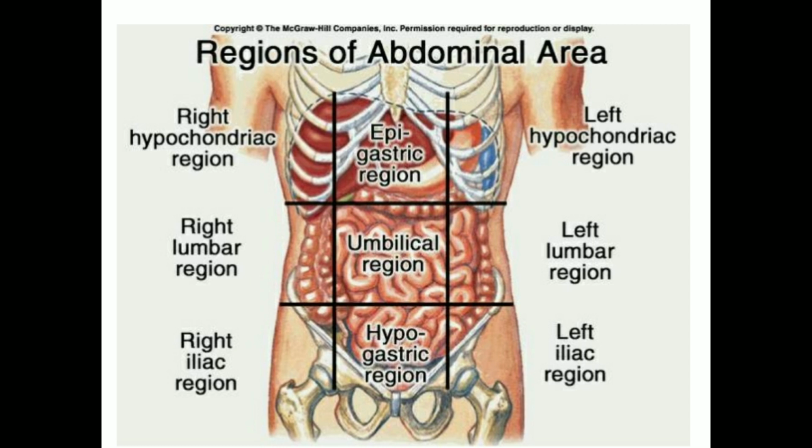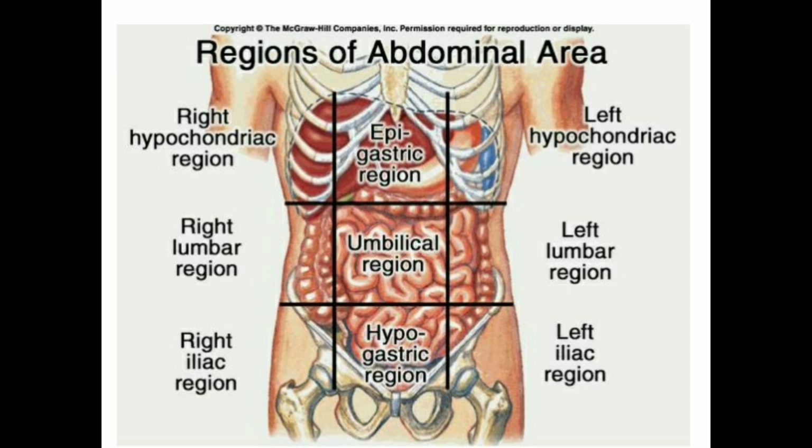Okay, so the 9 quadrants of the abdomen are right hypochondriac, left hypochondriac, right lumbar, left lumbar, right iliac and the left iliac region, and in the middle if you look, they are named as epigastric, umbilical and hypogastric region. Okay, why you have to know this is because if you look at the organ, can you see here the organ stomach?